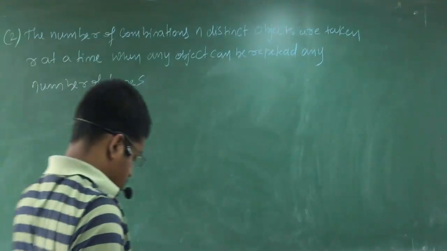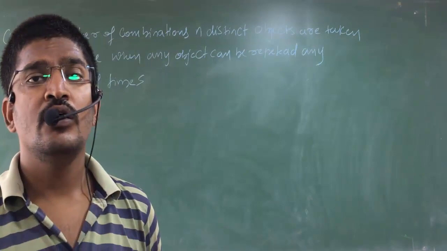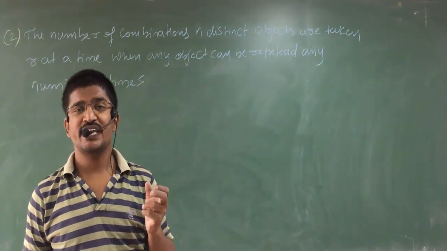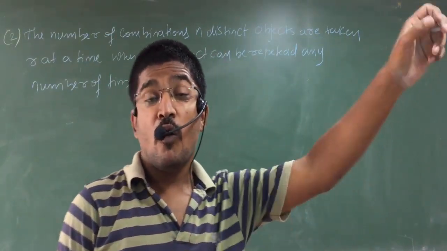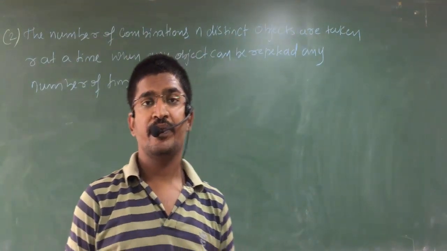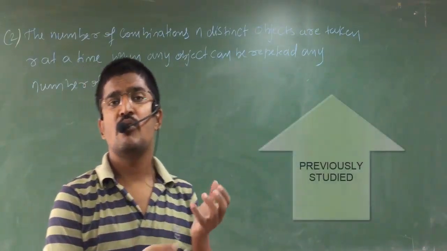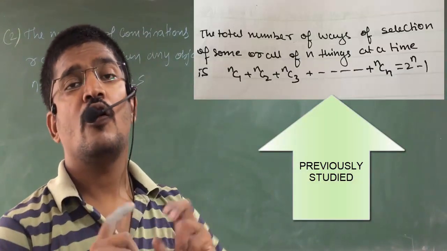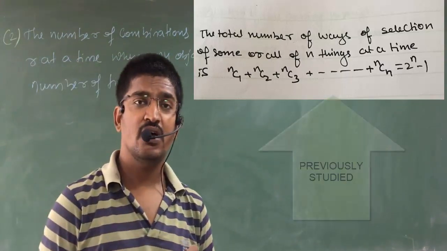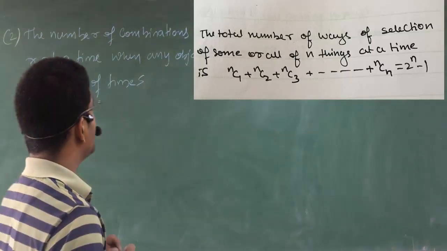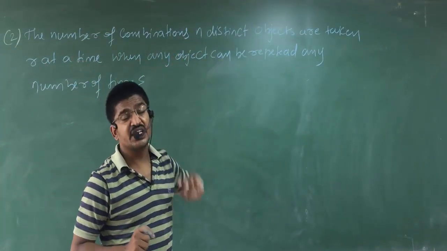Okay students, so in the previous problem we have seen that from n number of objects, some of them are taken or all of them are taken. Are you getting my point? In the previous problem we have seen some of the elements are taken or all the elements are taken. Clear? But now let us see here the number of combinations of n distinct objects.